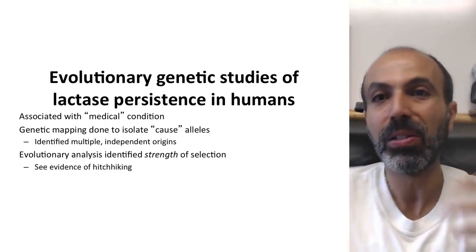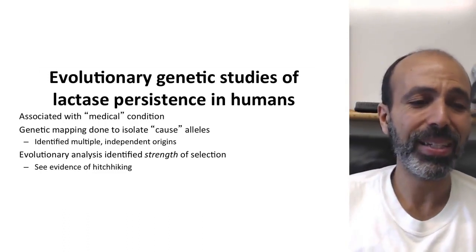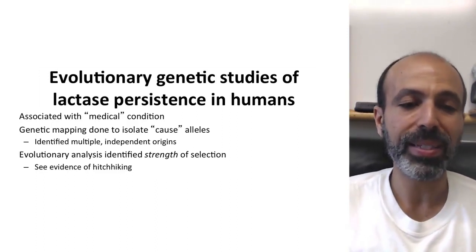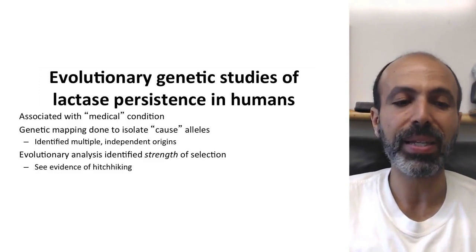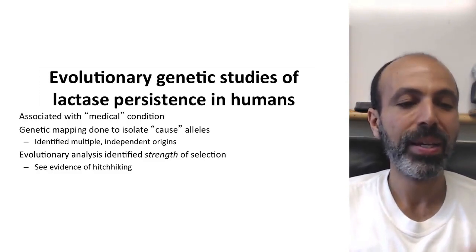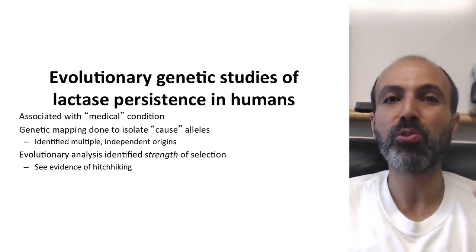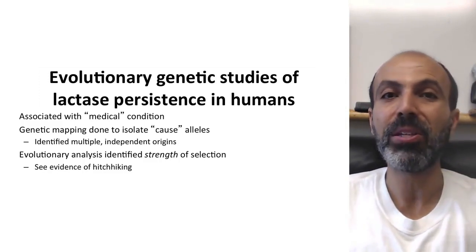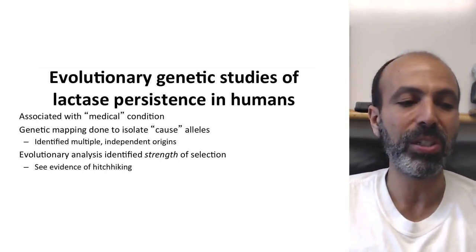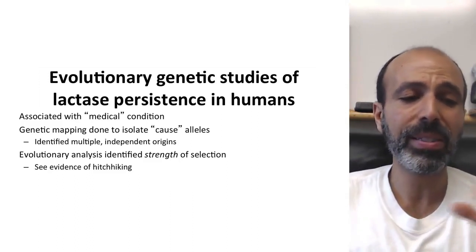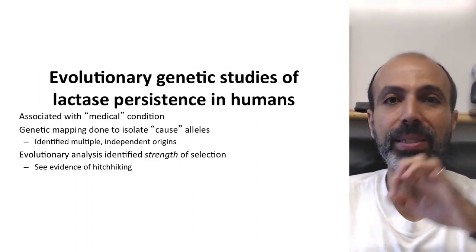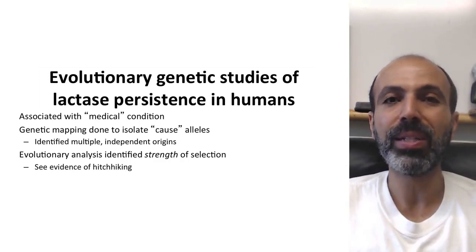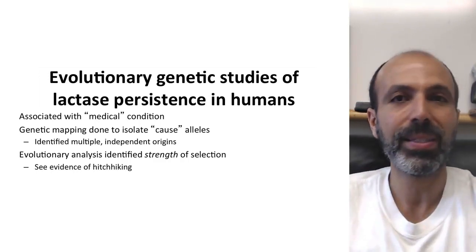So putting this all together, we have these evolutionary genetic studies of an interesting condition in humans. This is a medical condition, I guess you could call it. It was identified by genetic mapping. This was what was used to isolate the causal alleles, and in doing this, they identified multiple independent origins. Evolutionary analysis identified the strength of selection. Basically, we saw what the relative fitness was, and we see evidence of hitchhiking in molecular evolution in the genome. And this is coupling genetic data with evolutionary analysis to date the new mutation. And they inferred the cause from anthropological data. So this is tying everything together.